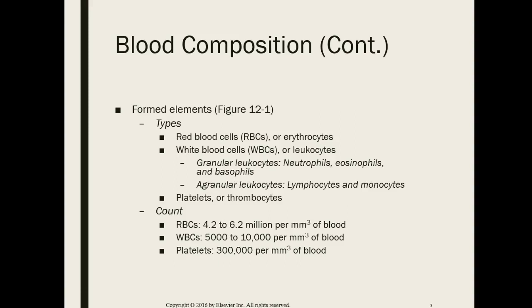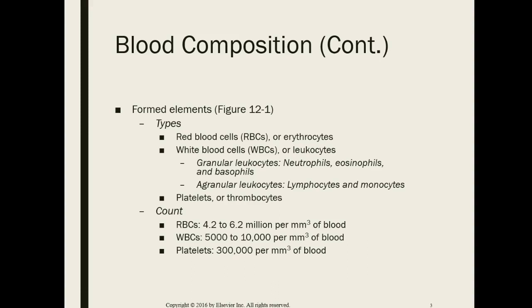Some of the formed elements that you'll find in that blood tissue are the red blood cells or erythrocytes, the white blood cells or the leukocytes, and then platelets or thrombocytes. White blood cells are further broken up into granular leukocytes and agranular leukocytes. So granular means that there are granules in the cytoplasm. If you're looking at it under a microscope, you would see little dots in these leukocytes, and those are neutrophils, eosinophils, and basophils. And then the agranular, so no granules in the cytoplasm, are the lymphocytes and monocytes.